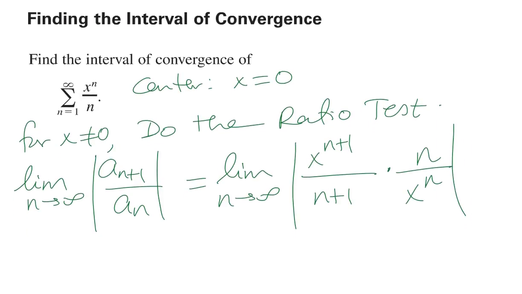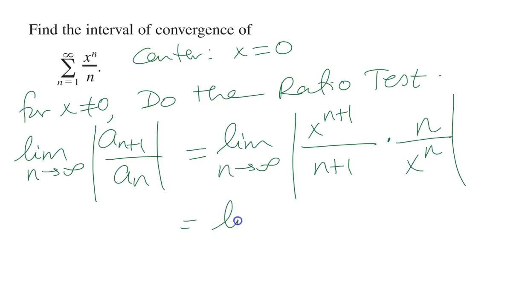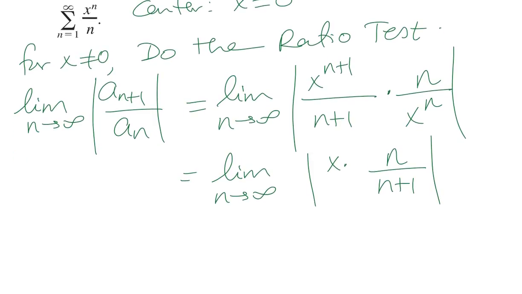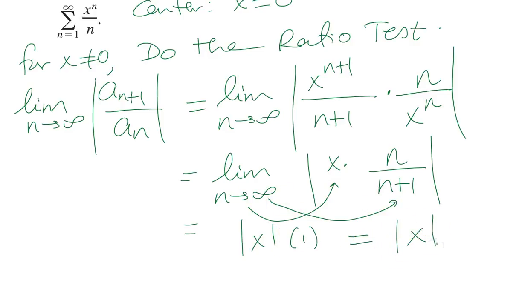So what do you get? Let's simplify. This is the limit as n goes to infinity. We see an extra x in the numerator, right? This is n+1, this is n. You see an extra x in the numerator, and then you have n over n+1. Now, what is the limit of this? Well, the limit of x does not change, but x must stay inside absolute value signs. The limit of that fraction is 1. So the limit of the ratio is the absolute value of x.